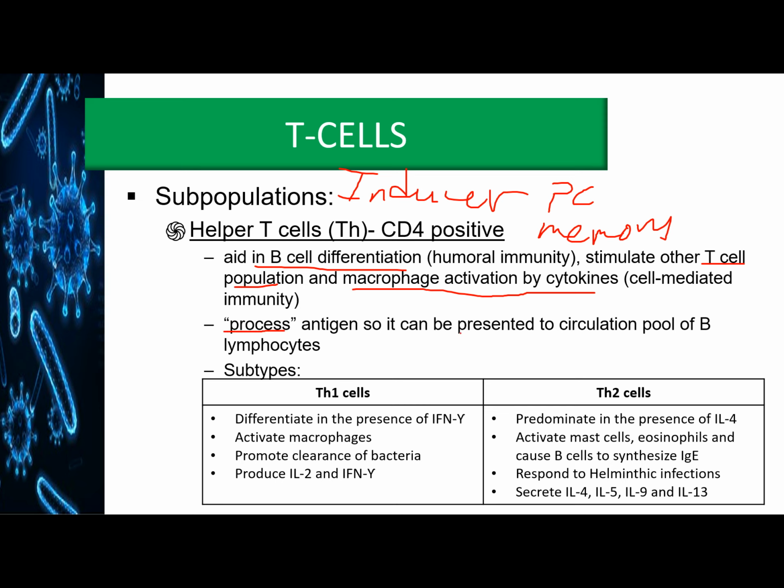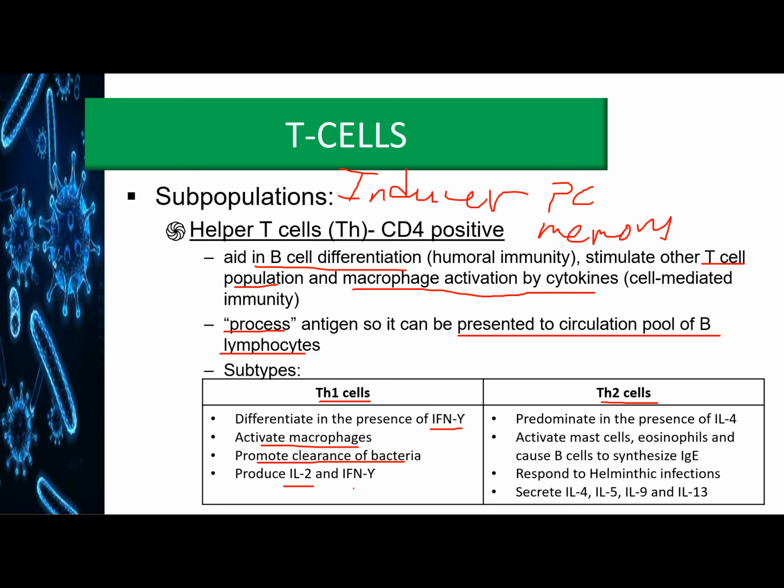They process antigen, class, so that it can be presented to the circulating pool of B lymphocytes. So, siya yung tumutulong, class, na ma-present yung antigen sa mga B cells. Now, there are two types of T helper. Yung tinatawag nating T helper 1 and T helper 2. Si T helper 1, class, differentiates in the presence of your interferon gamma. Activates macrophages, promotes clearance of bacteria.